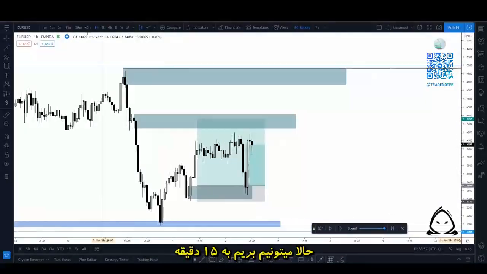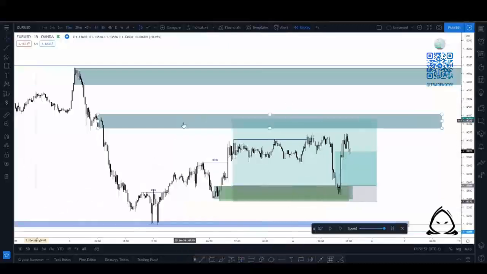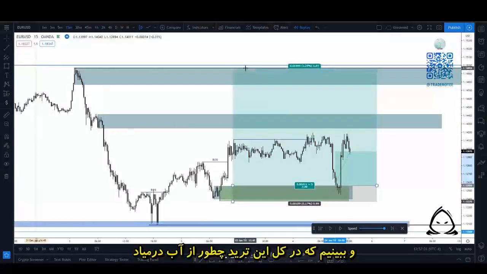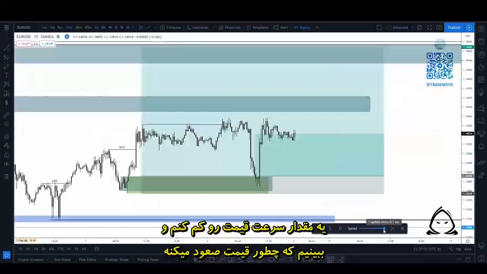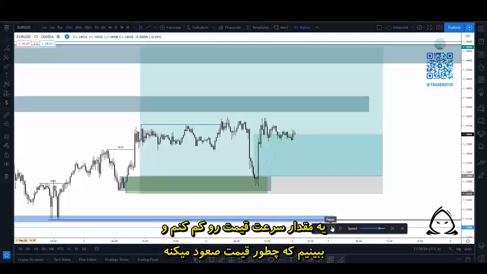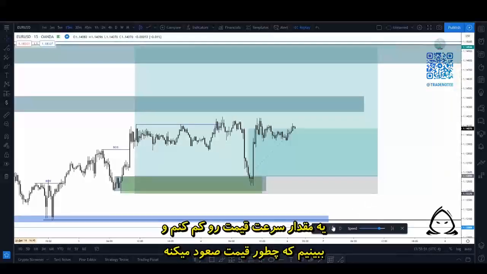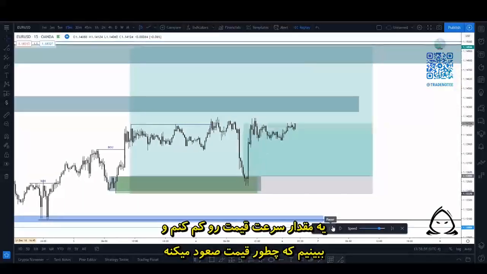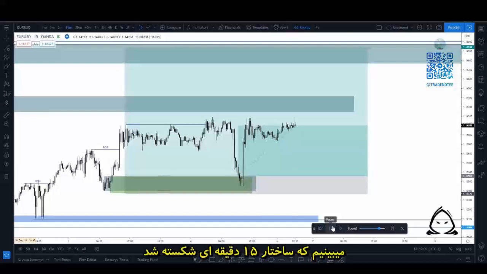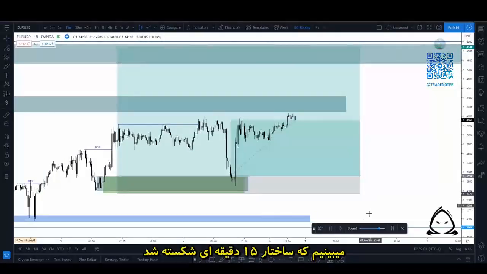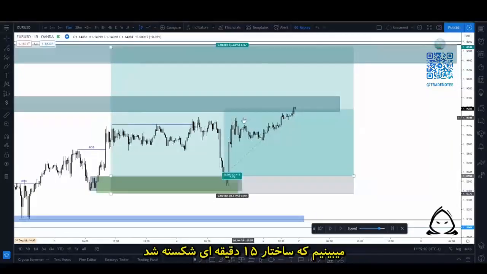But now what we can do is drop down to the 15-minute and look at how this trade plays out overall. And what I'll do is slow down price a little bit, and we'll just monitor this trade, see how it continues pushing to the upside. If it does, we can see we've broken 15-minute structure just right here.